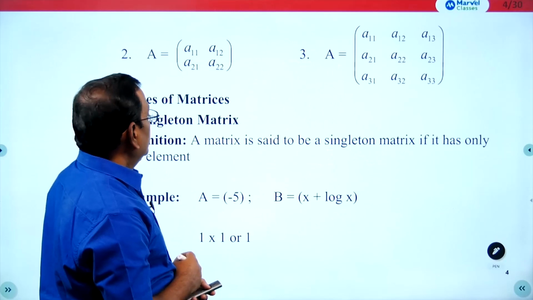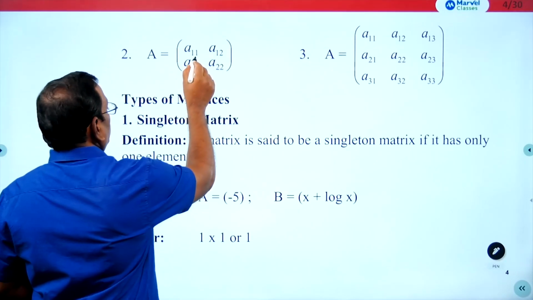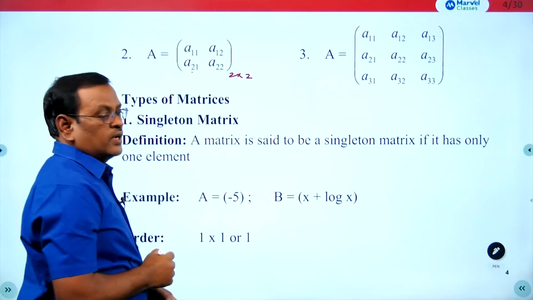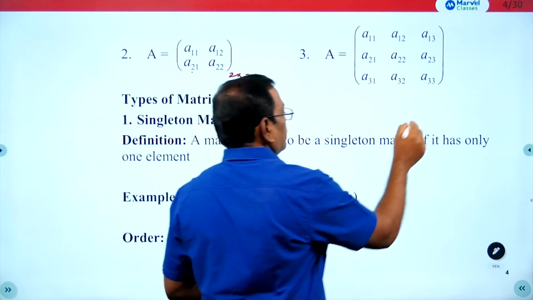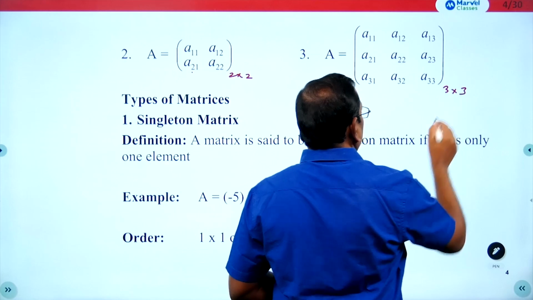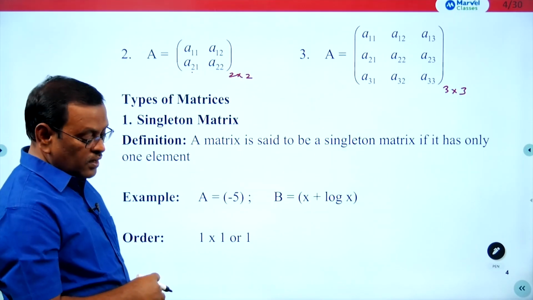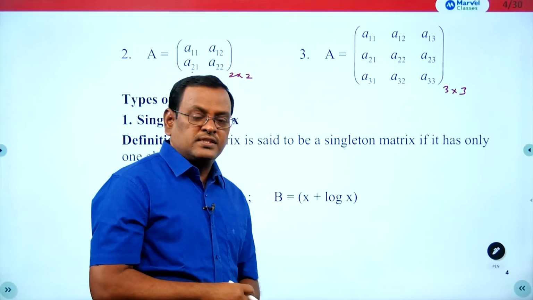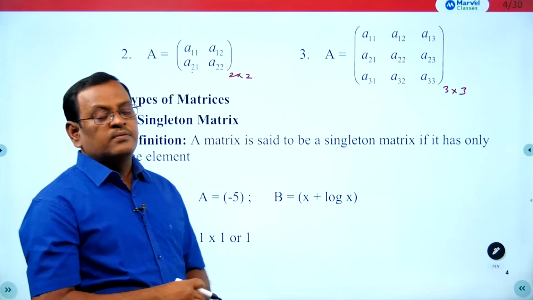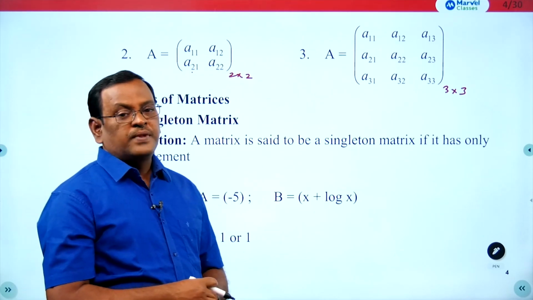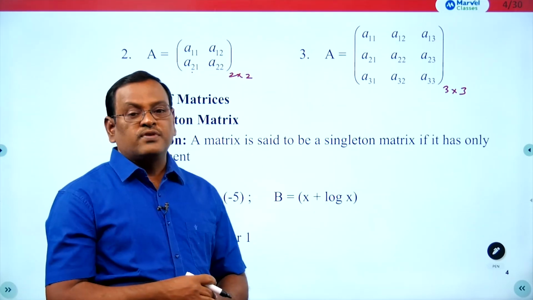Examples: for a 2 by 2 matrix, A11, A12, A21, A22 is the general form, and likewise the general form for a 3 by 3 matrix. So far we discussed three concepts: first, the definition of a matrix, notation and examples; second, the order of a matrix; and third, the general form of a matrix.